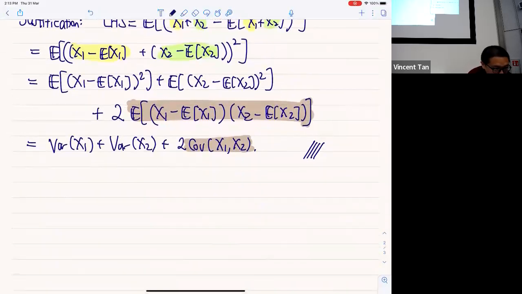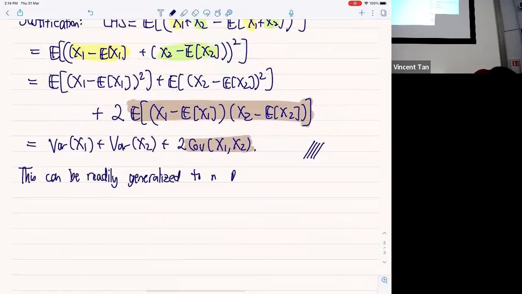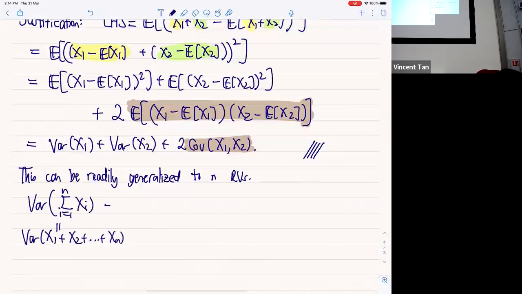Let me tell you that this can be readily generalized to n random variables. So the variance of the sum of n random variables, this is the notation, of course, for a sum, x1 plus x2 all the way up to xn. These are the individual terms, the variance terms. And we have the cross terms. The cross terms, of course, involve covariance xi, xj.